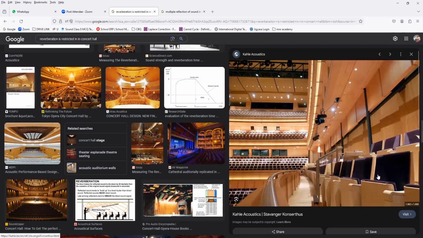Or the material, the furniture, what they are designing, you can see in this figure. So this furniture is not normal. The furniture is actually the sound absorbing material which is used in the furniture of the hall. So that is the fourth point which you need to remember regarding how to reduce the reverberation in the big hall. Write the fourth point.